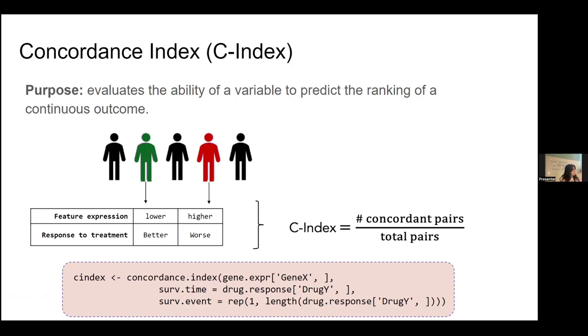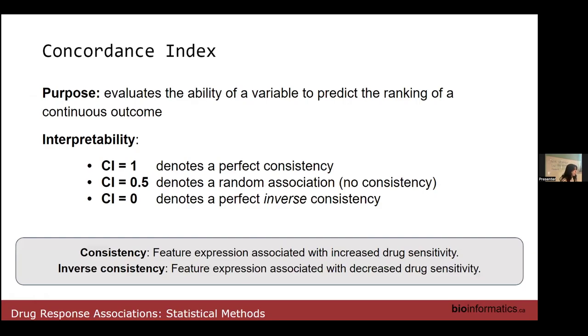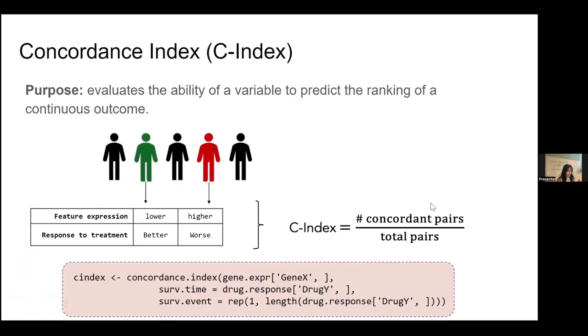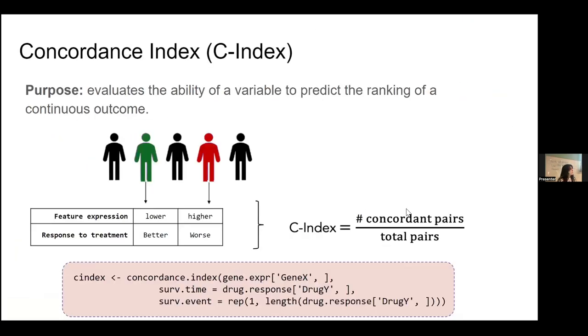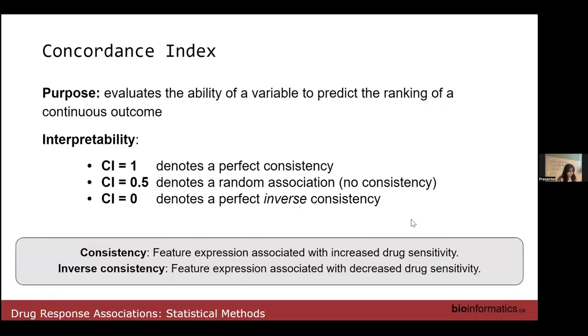Concordance index is clear? Okay, so let's say we calculated the concordance index, how do you interpret it? If it's 1, it means that all the pairs in our data set are concordant. Look at here. So the number of concordant pairs is going to be the same as the number of pairs. So it's going to be 1, right? If it's 0.5, it means that it's random. And if it's 0, it means that all the pairs were discordant, so the numerator here is going to be 0. So, concordance index, yes?